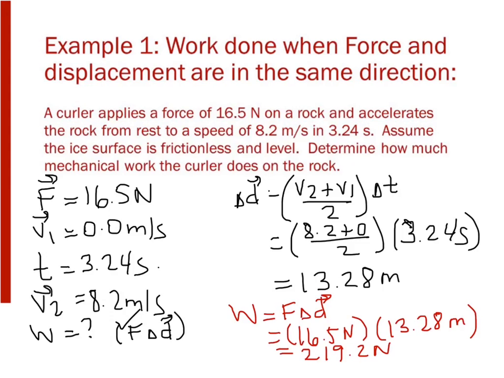And now we're going to round. So we don't want to round when we get the displacement value. We want to round at the very end. So if we go back and look, we've got 3 sig figs, 2 and 3. So we want to round that to 220 newton meters because we only want 2 sig figs.